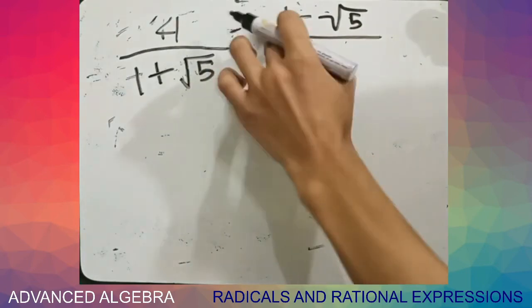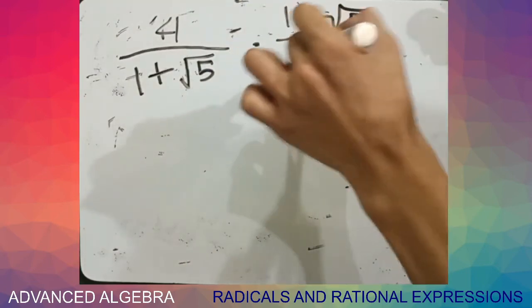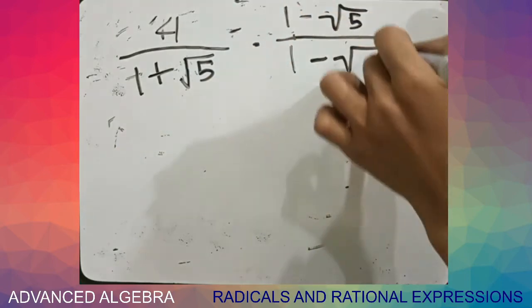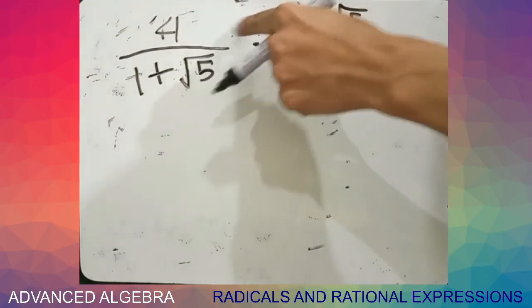Parang ganun din eh. Okay, next. Conjugate niya na ay 1 minus the square root of 5. So, tama ba? Okay, so tama yung ginawa natin. So, ang sunod natin, pagsamahin naman natin sila.